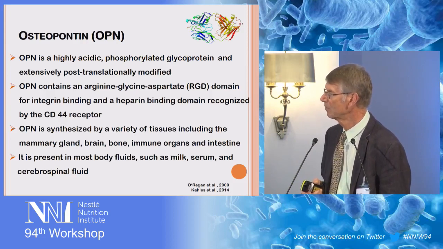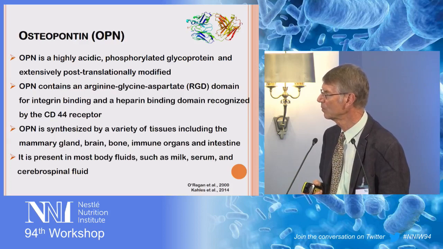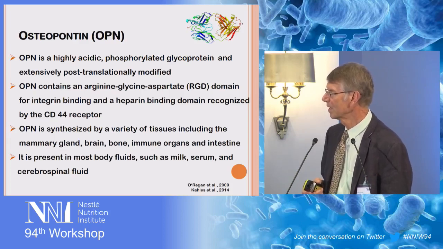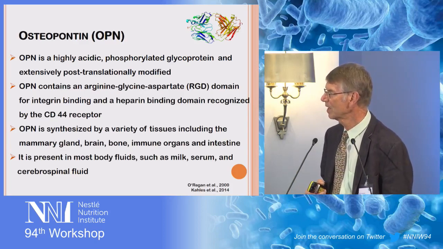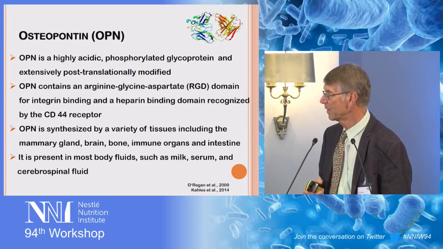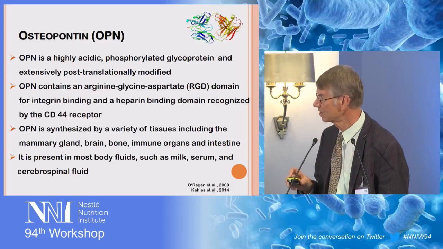It's synthesized by a variety of tissues, including the mammary gland, brain, bone, immune organs, and intestine. And as you can recognize, it was first localized in bone. That's because that's how it got its name, of course. It's present in most body fluids, such as milk, serum, and CSF.